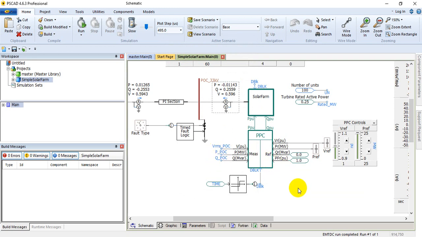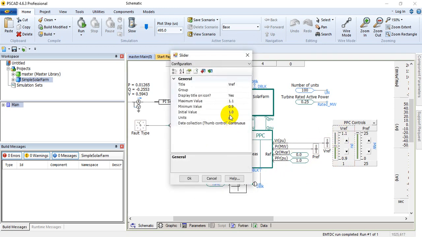Similarly, there are different reference values for the PPC, like the V reference. As per the contingency criteria under N minus 1, we should have a maximum voltage of plus or minus 10%, like 0.9 and 1.1. So this is our range.